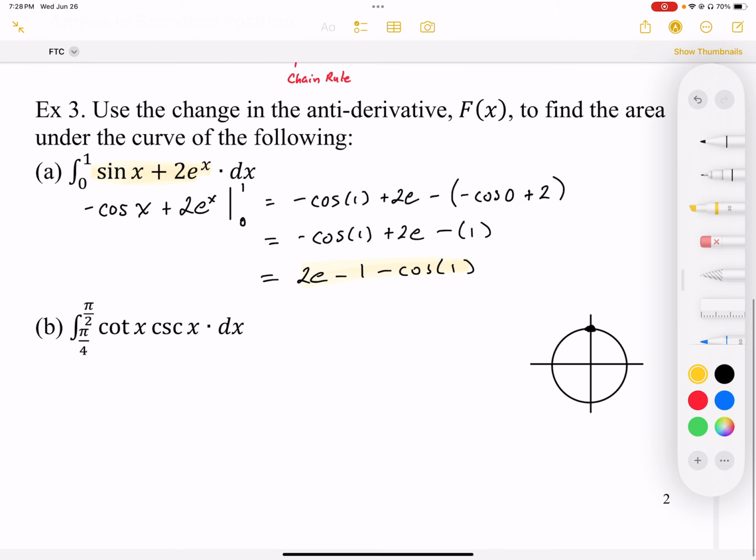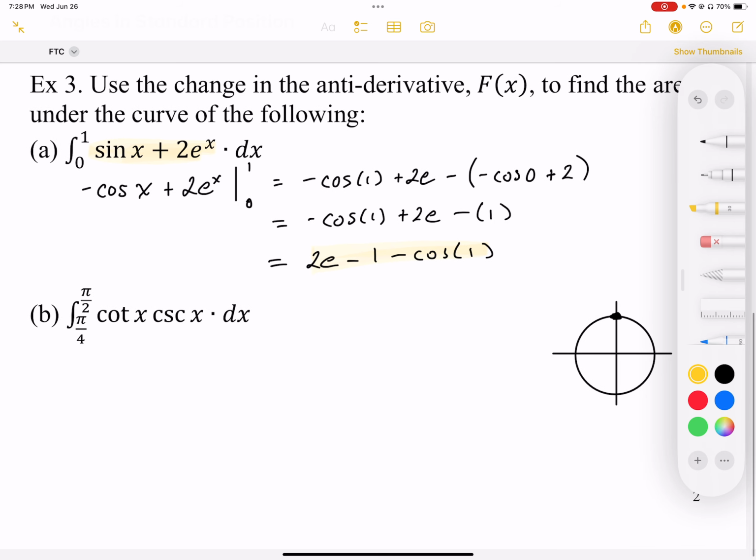For this one here, we're going to do the same thing. So we're going to take the antiderivative function. So cotan x cosecant x is the derivative of negative cosecant. So we're going to use negative cosecant as our antiderivative function. And we're going to evaluate this from pi over 4 to pi over 2.